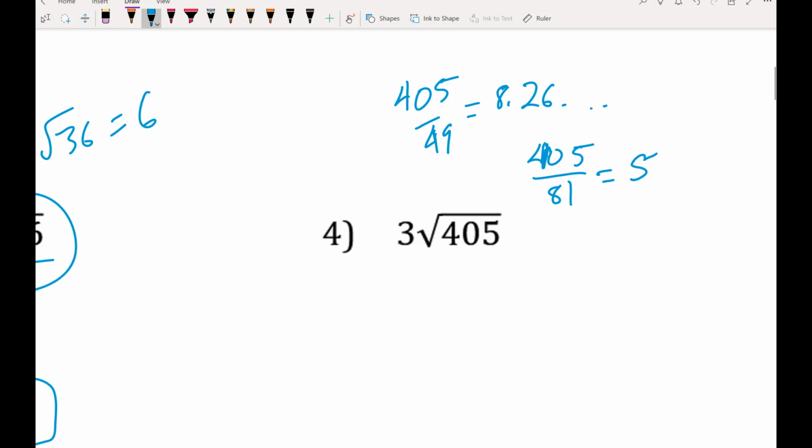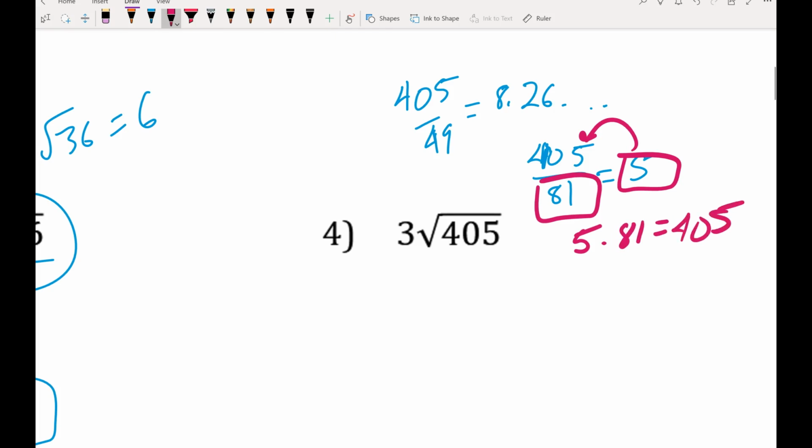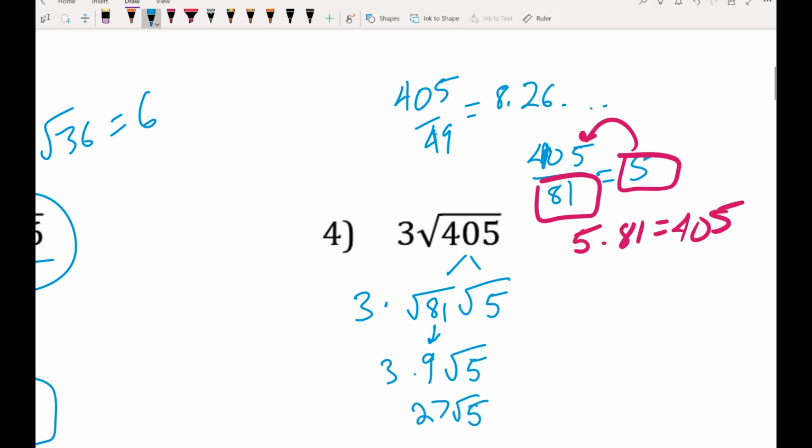So this means that 81 and 5 are both factors of 405. Or in other words, when I multiply 5 and 81, it'll get me 405. So I know that's the pair that's going to work for me. So I do the same thing, only I'm going to bring down the 3 being multiplied in front. And I break up radical 405 into radical 81 times radical 5. And again, 9 times 9 is 81, so radical 81 is just the same thing as 9. So now I've got 3 times 9 times radical 5, or 27 radical 5.